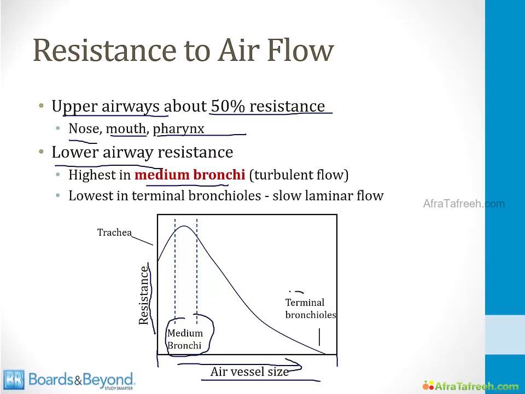In contrast, the terminal bronchioles are very tiny structures, but there are thousands and thousands of them, such that the total surface area is very large. So in the terminal bronchioles, you have a large area for flow, so you get slow laminar flow. And in the medium bronchi, you have turbulent flow and a smaller area for flow, so that's where you get the highest resistance to airflow.